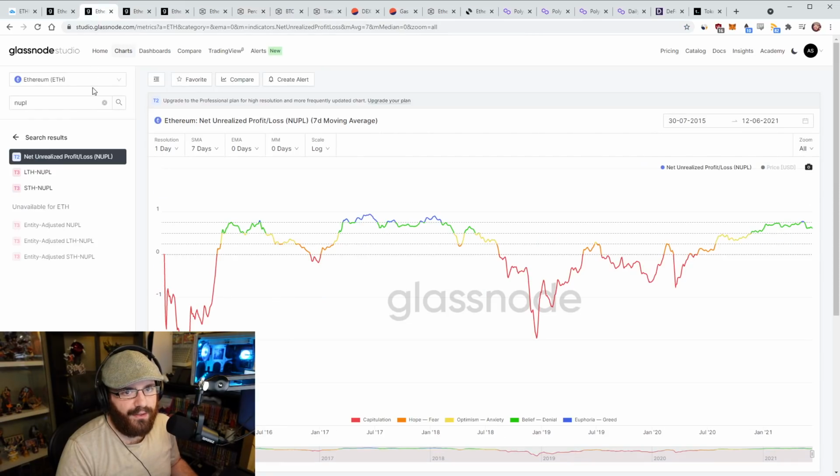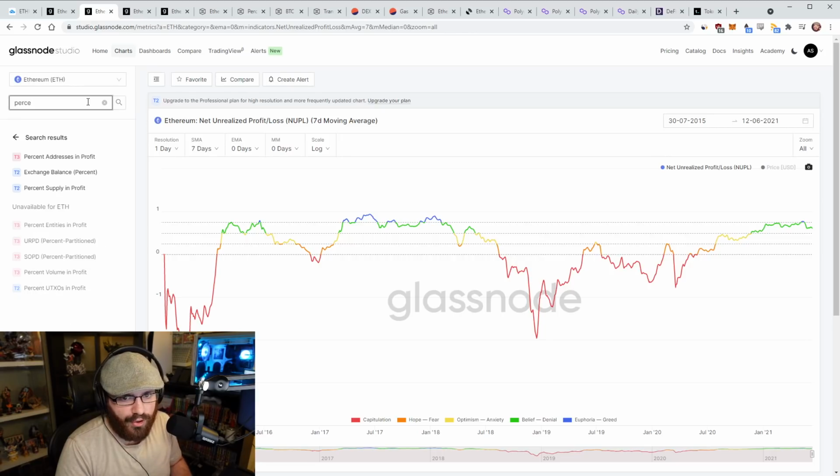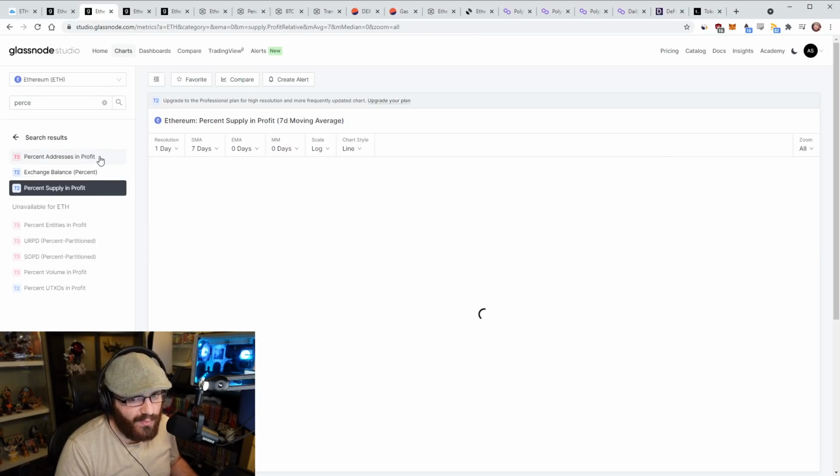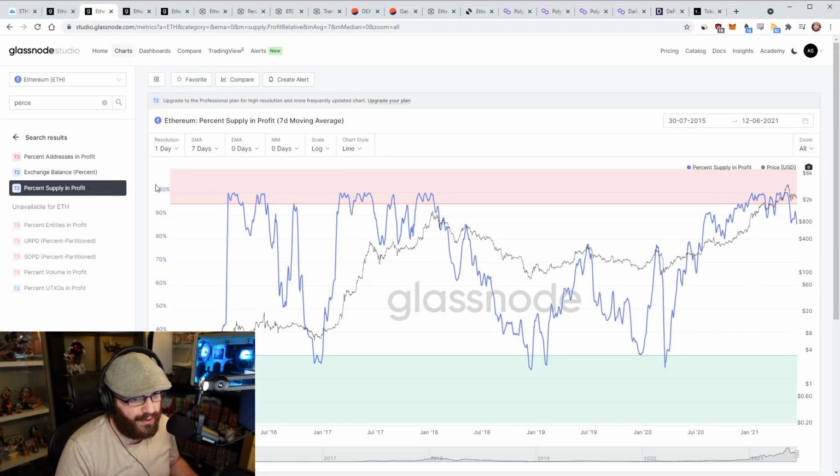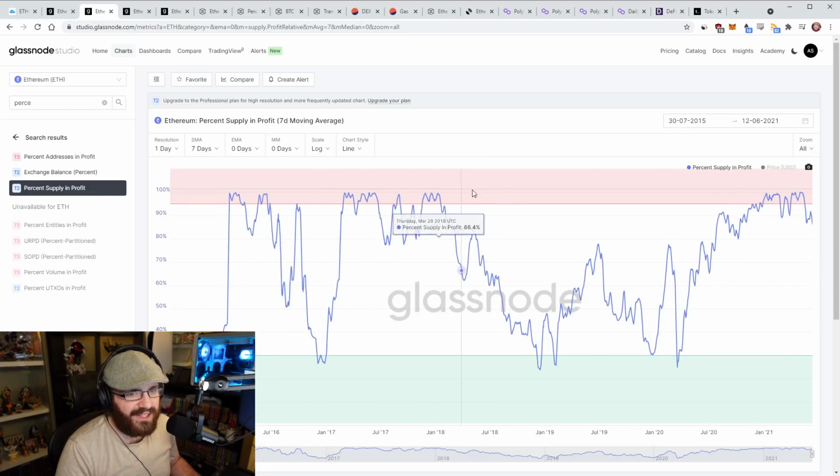But I think that the Knuckle kind of has it here. Actually, if I search percentage of ETH in profit, yeah, okay, it's a tier 3 metric. I can't actually look at that. But I can see percent of the supply in profit, which I guess is the next best thing. So let's just look at this from Glassnode if the other site doesn't want to work here. So you can see that the percentage of supply in profit is still up massively.